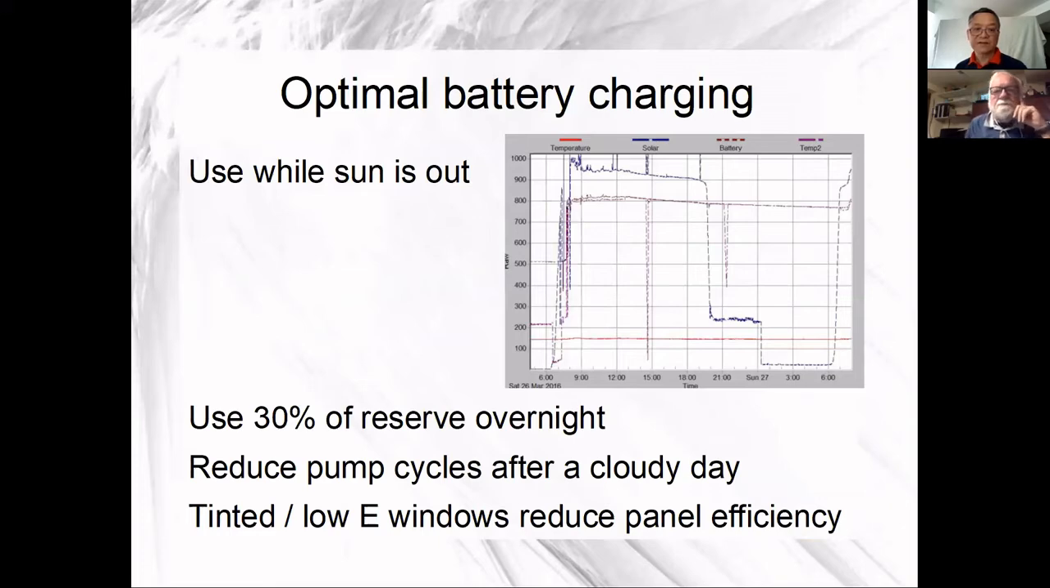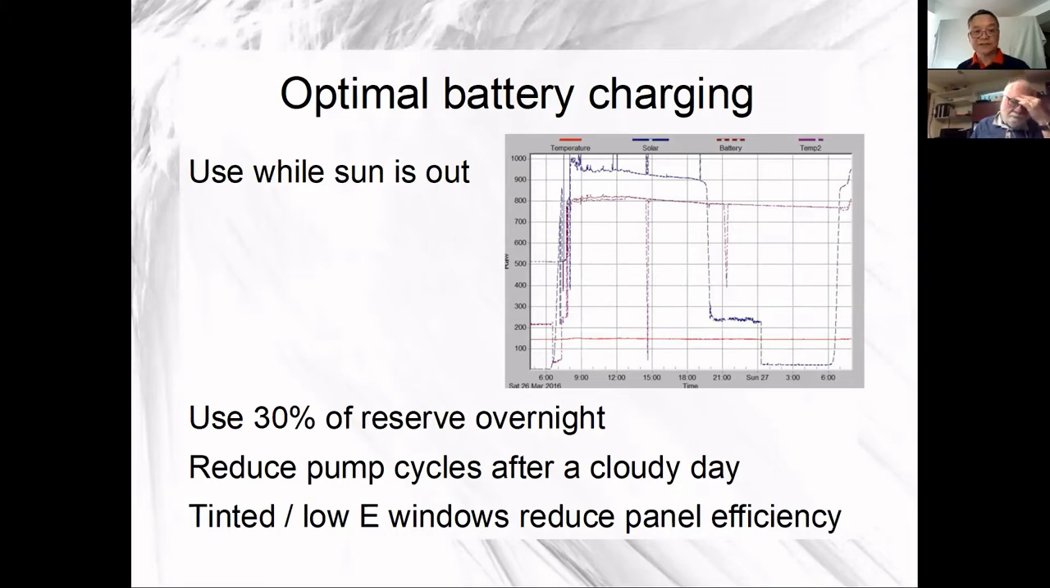So this is a graph of my data coming out of the Bluetooth connection, the serial connection. I just have an old Visual Basic program that I use to trend this. So you can actually see the solar power, and when the sun goes out, it draws the battery down, and then in the morning when the sun comes back, you see the batteries start to charge again.